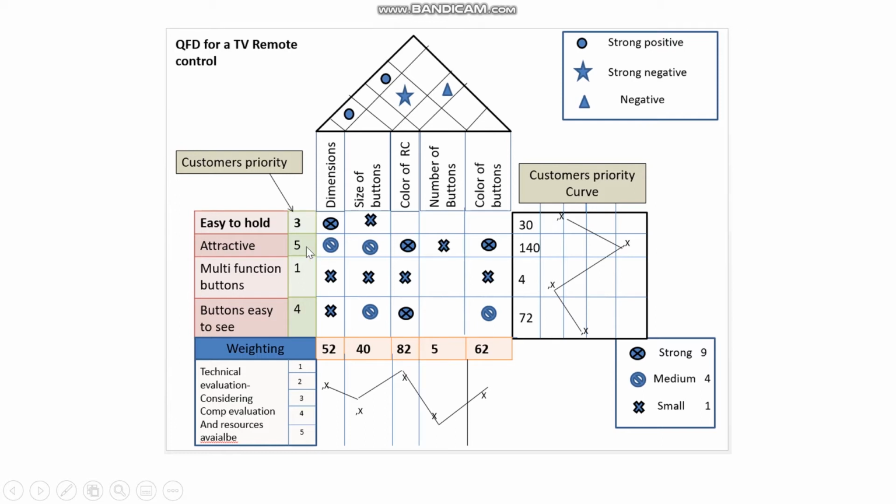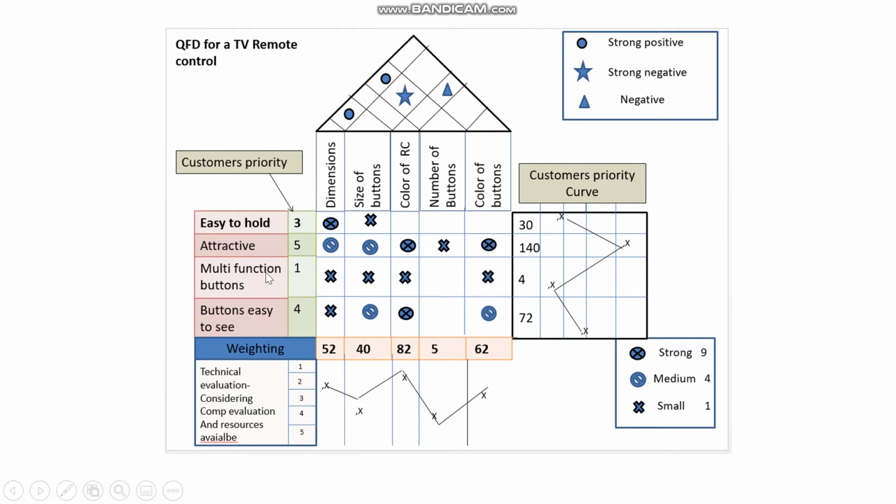Similar to that, 5 is given. See here, it is a medium symbol. That means 4. 5 multiplied by 4 plus again 5 multiplied by 4 plus 5 multiplied by 9. Why 5 multiplied by 9? A strong relationship is there between attractive and color of RC, and this is the reason you have to multiply 5 with 9. Then here 5 multiplied by 1 because a small impact will be there, and here again a strong relationship is there, 5 multiplied by 9. So all those things, if you add, 140 will come.